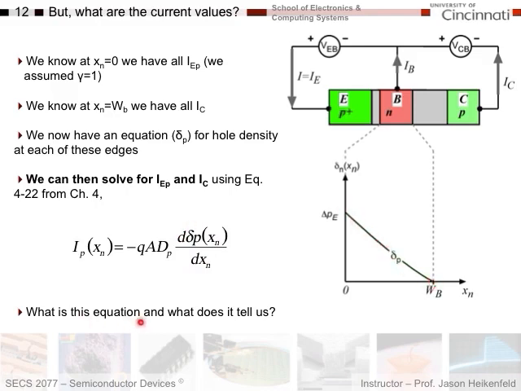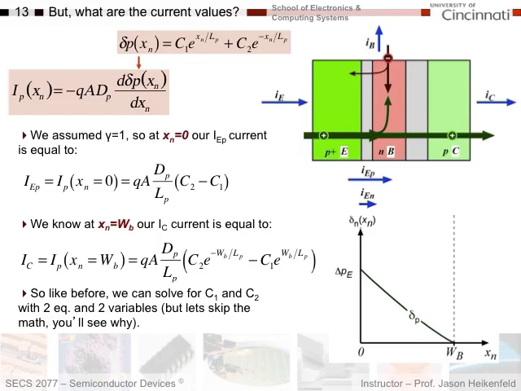So again, this is the diffusion equation for current, and it basically tells us that as I have a larger change in concentration gradient, as this goes up, and I see a larger slope here, more and more slope, I get more current through the base.